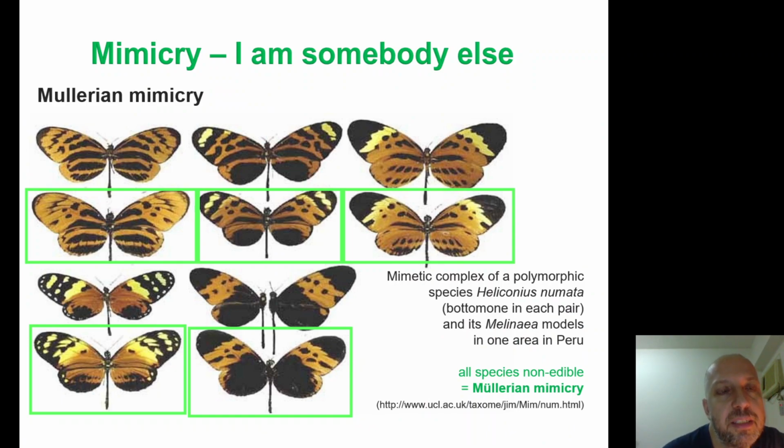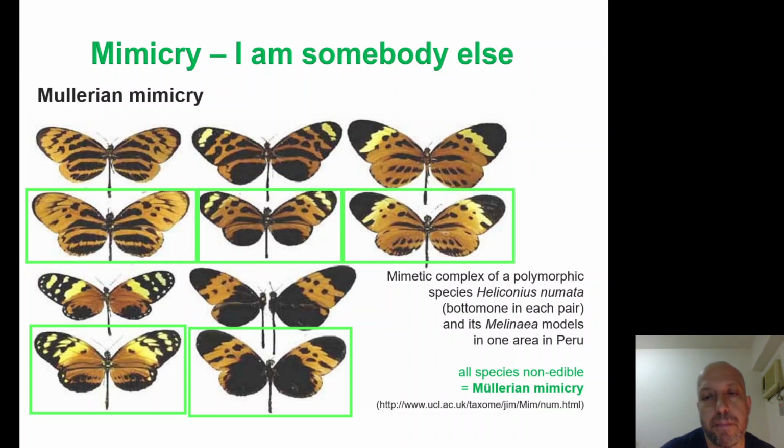Another case of mimicry is called Müllerian mimicry. This is the case when all species which look the same are all really toxic. So it's not fake. Here, all species showing this kind of warning coloration are really toxic. But the weird thing is that they all look similar, right?